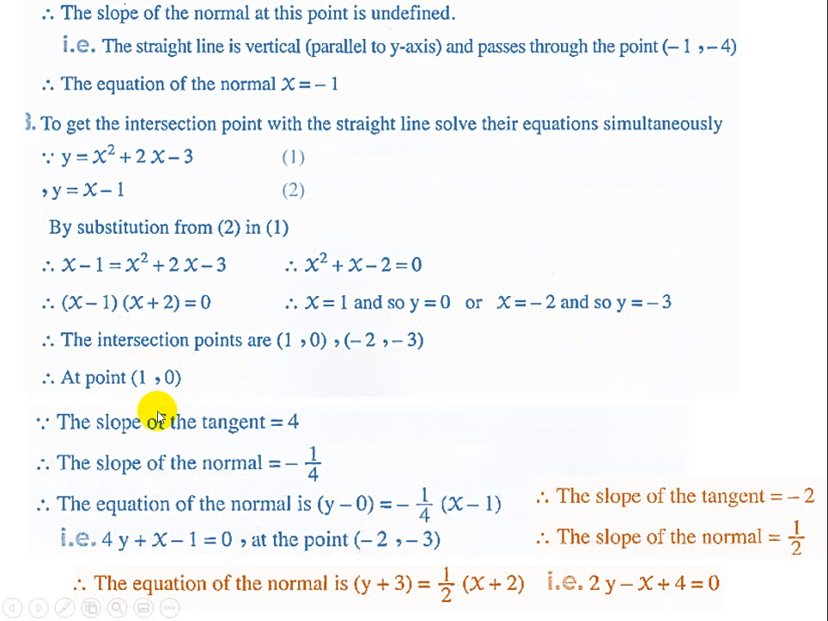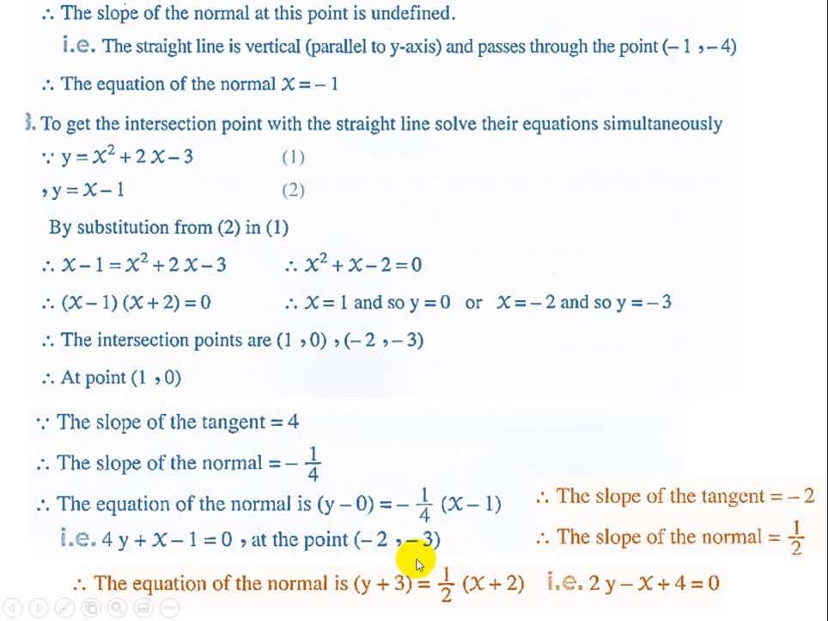At the point (1, 0), the slope of the tangent after substituting in the first derivative will be equal to 4. So the slope of the normal is negative 1 over 4. So the equation is y minus 0 equals negative 1 over 4 times (x minus 1). So the equation is 4y plus x minus 1 equals 0.